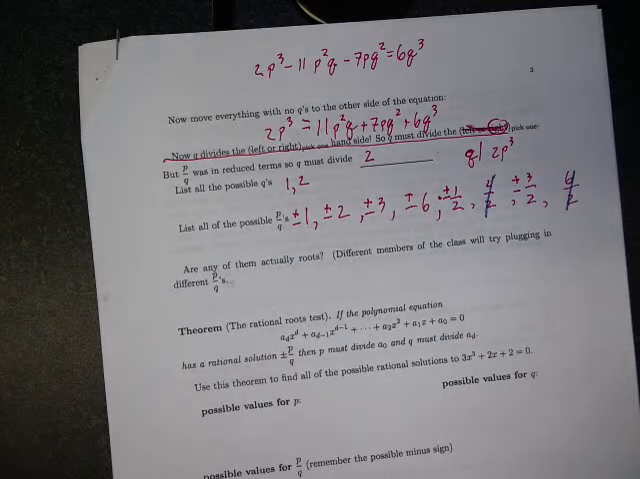So there are all the possible rational numbers that might be a solution to this polynomial equation. That's a finite list. It's got like 12 elements, right? So we could just check if each and every one of these is actually a solution to the equation. And that seems like a lot of tedious work.